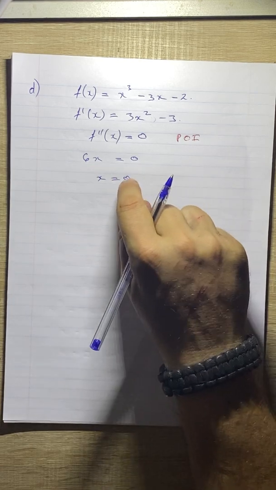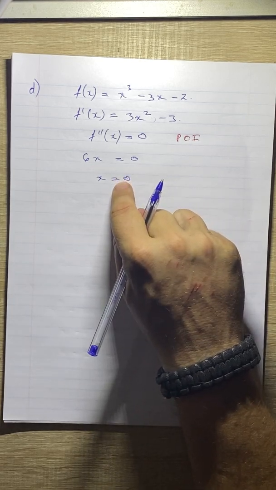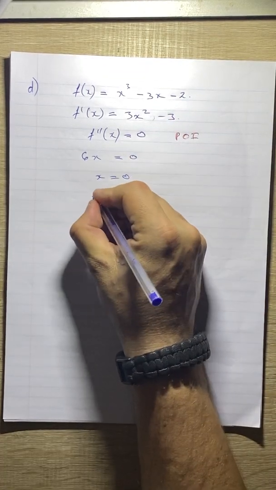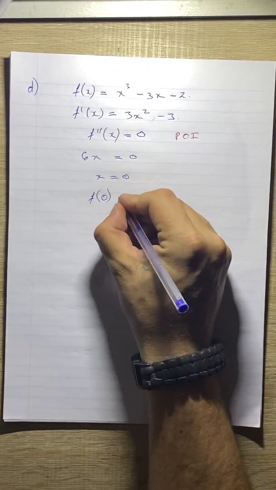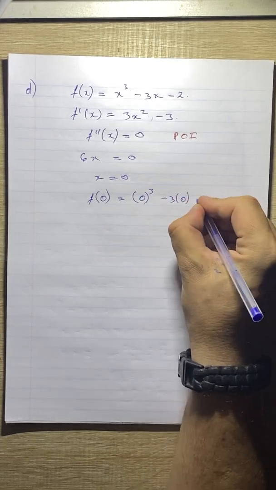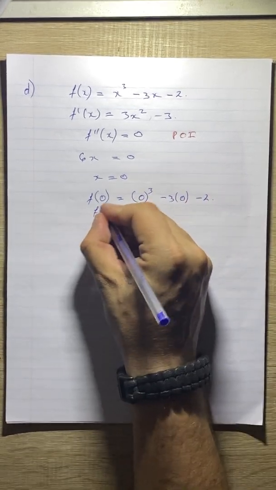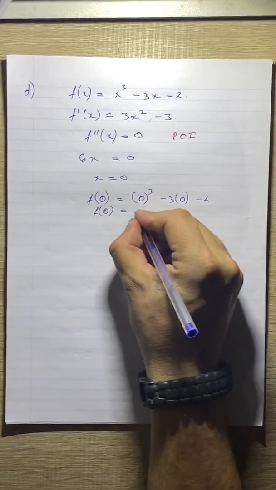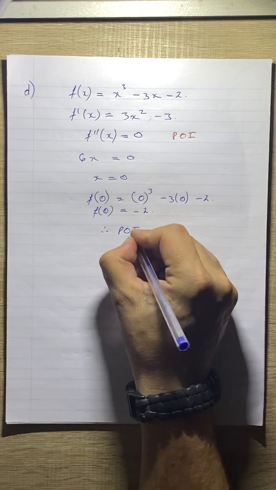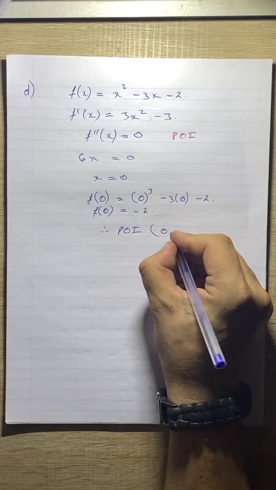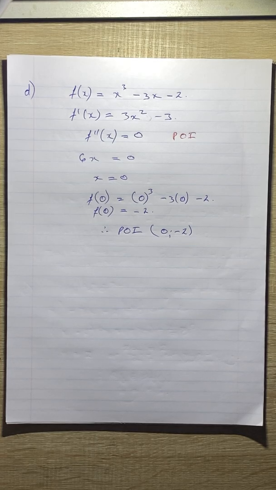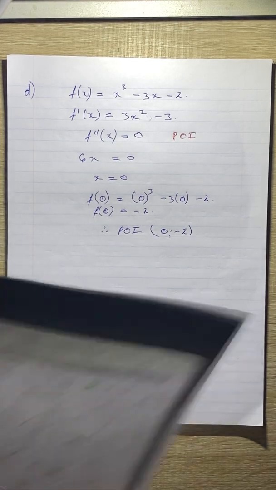What I need to do now, that's my x value for my point of inflection. I need to take that, put it back into the original to find the y value. So f of 0 equals 0 cubed minus 3 times 0 minus 2. So f of 0 is equal to minus 2. Therefore, the point of inflection has a coordinate of (0, minus 2). All right, question E.